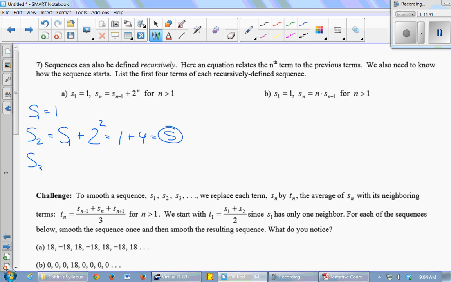So S sub 3, according to this formula, should be equal to S sub 2, because 3 minus 1 gives me a 2, plus 2 to the third. So S sub 2, that's 5. 2 cubed is 8, so 13.